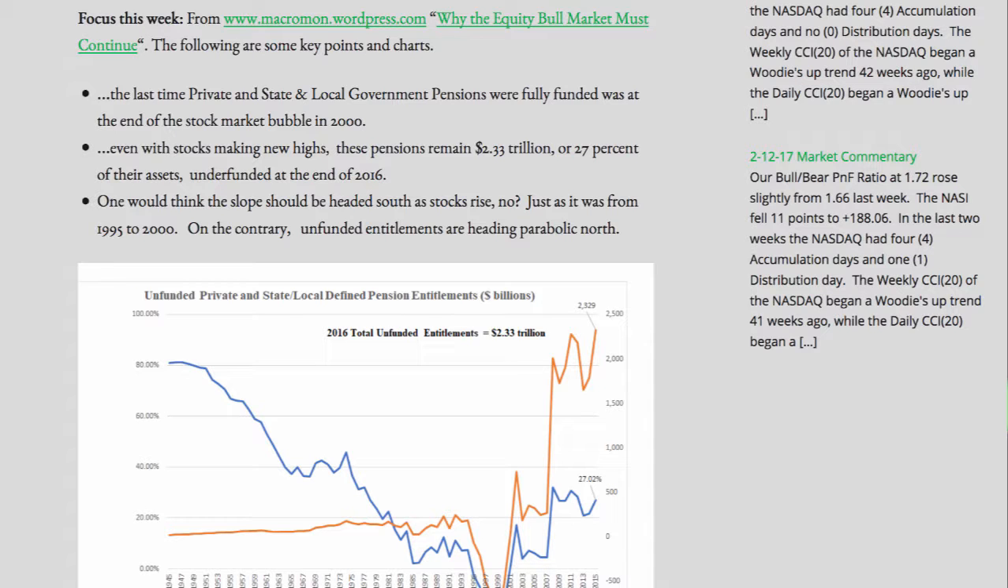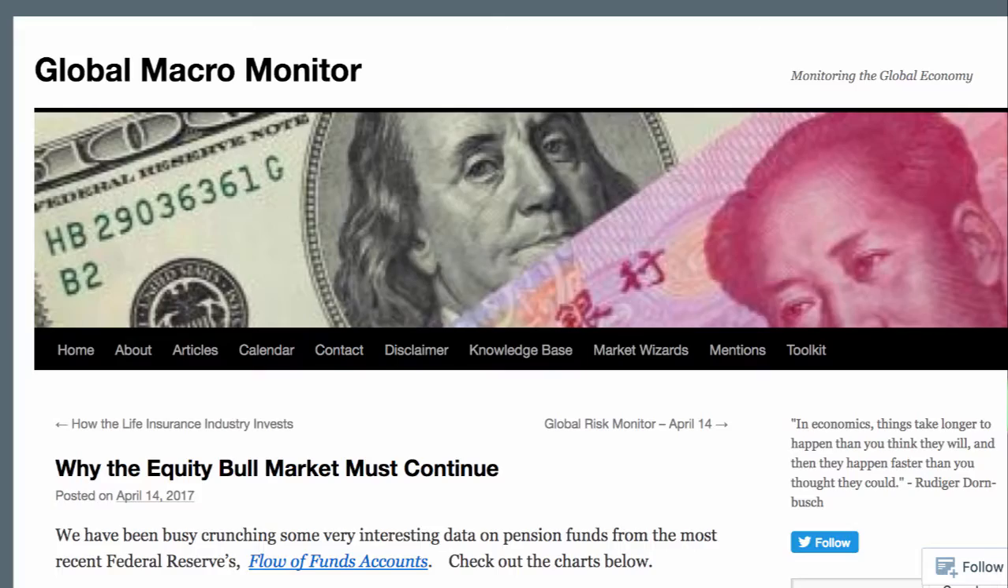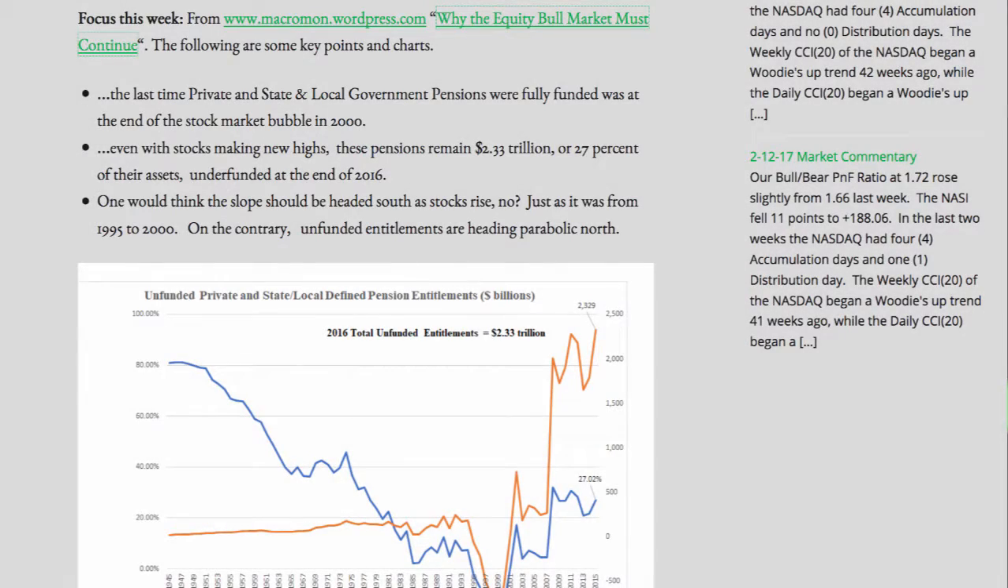Focus this week from www.macromon.wordpress.com. Why the equity bull market must continue. The following are some key points and charts. The last time private and state and local government pensions were fully funded was at the end of the stock market bubble in 2000. Even with stocks making new highs, these pensions remain $2.33 trillion, or 27% of their assets, underfunded at the end of 2016.